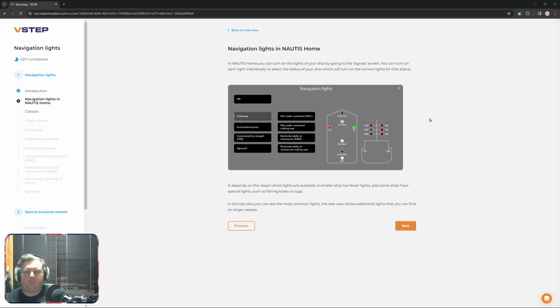In NAUTIS Home, you can turn on the lights of your ship by going to the signal screen. You can turn on each light individually or select the status of your ship, which will turn on the correct lights for that status. That's cool. It depends on the vessel which lights are available. A smaller ship has fewer lights, and some ships have special lights, such as fishing boats or tugs. In the top view, you can see the most common lights. The rear view shows additional lights that you can find on larger vessels.